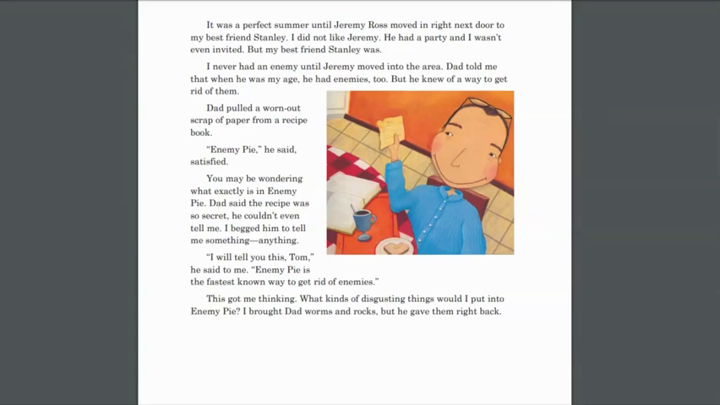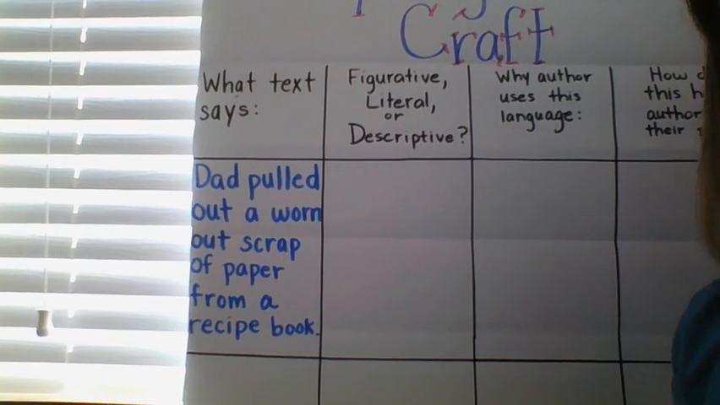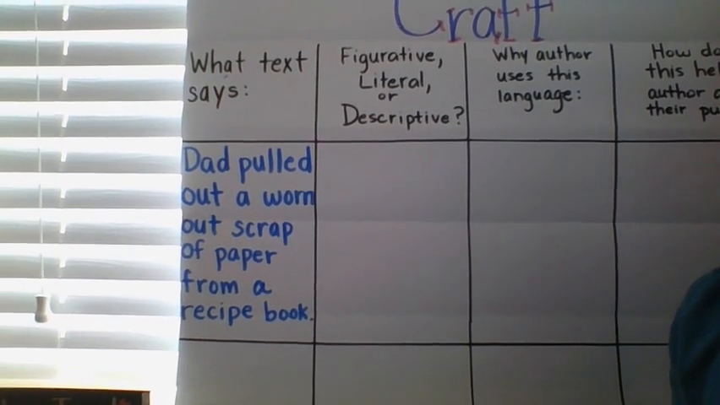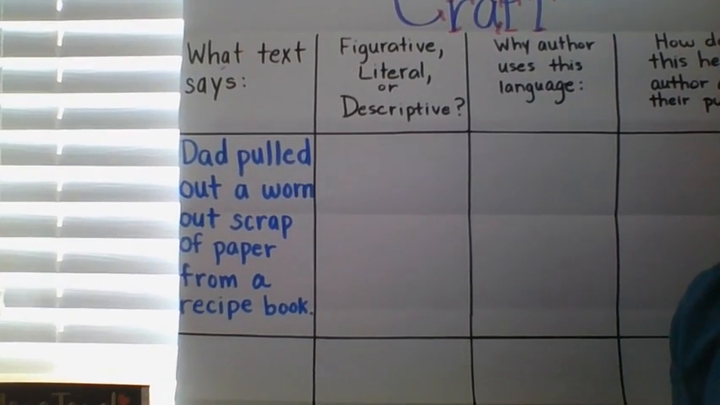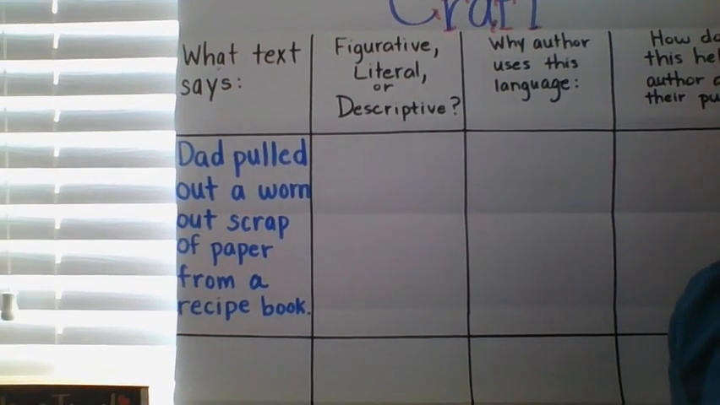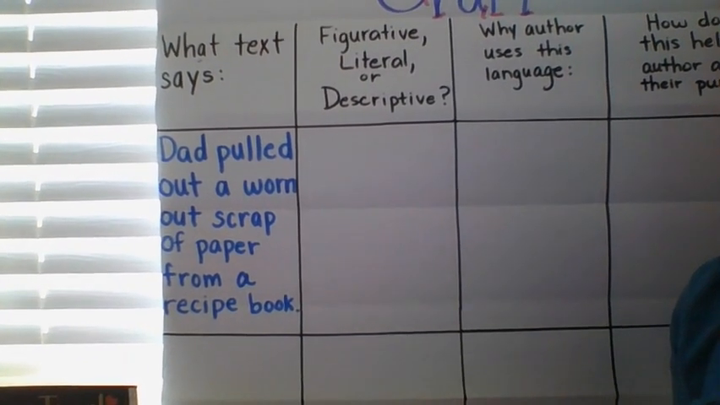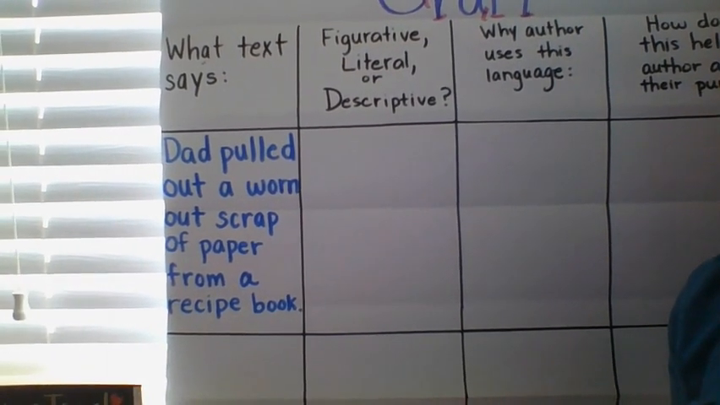Ooh, look at these words right here. Dad pulled out a worn out scrap of paper from a recipe book. Those words really stand out to me. So I'm going to add that to my graphic organizer under what the text says. Readers, all I did was pull words from the text and add it onto my graphic organizer under what the text says. The text says, Dad pulled out a worn out scrap of paper from a recipe book.